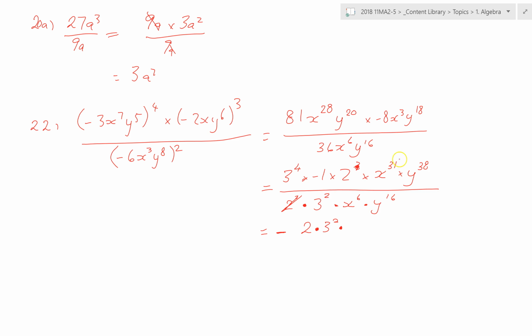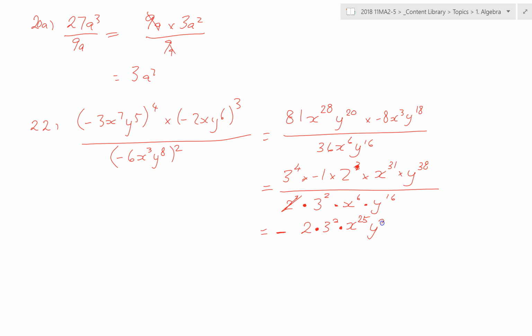Now the x's. 31 here. A mere 6 of them on the bottom. So when they cancel out, I'm going to have still 25 left up there. X to the 25. And then y to the 22. And you notice that, oh man, that's a pretty terrible looking 22. That could be anything. Y to the 22.